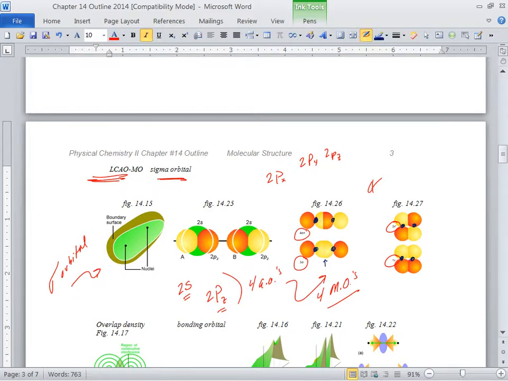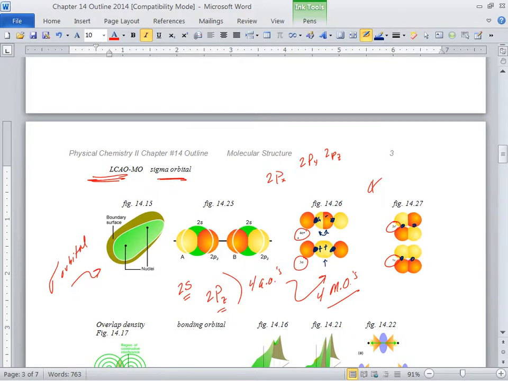So whenever you see the two colors that are not the same, you're going to end up with destructive interference. And it's between the two nuclei, so that's going to be anti-bonding. Down here, both wave functions have the same sign, constructive interference, right? So you have bonding. Here, we're really interested in the electron density between the two nuclei.